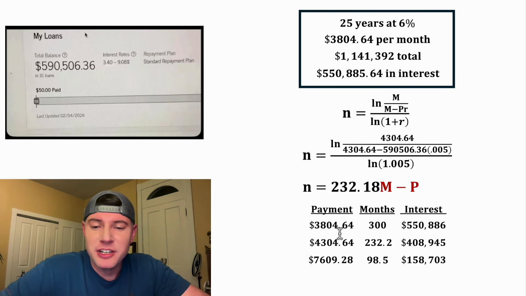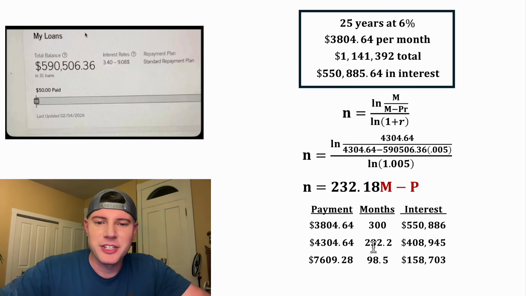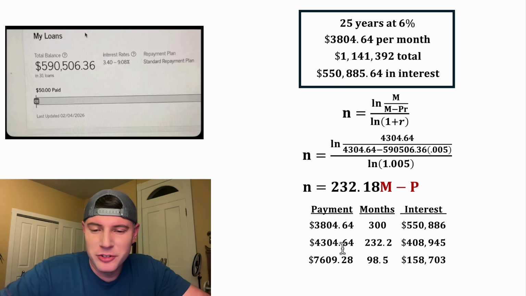So by doing just another $500 per month, you end up saving $142,000 in interest. And you pay off the loan in, what is that, about 75% of the time? Yeah, it's about 77% of the time. So even just the $500 would make a big difference.